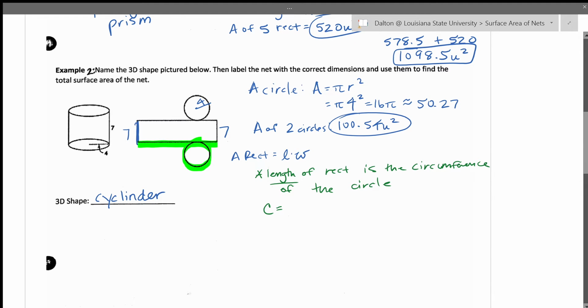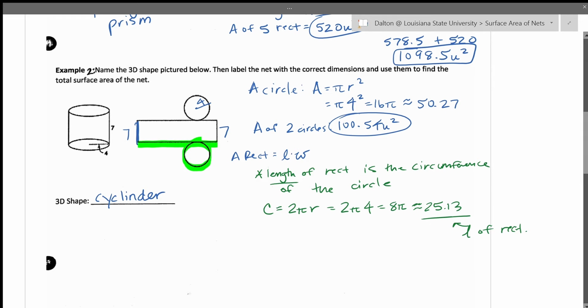The circumference of a circle is given by the formula 2 pi r. So that's going to be 2 times pi times the radius is 4. 2 times 4 is 8. And then again, we're going to be rounding. We're not going to leave answers in terms of pi. So then 8 pi to the nearest hundredth is going to be approximately 25.13. So again, I want to reiterate, this is the circumference of the circle, but this is also the length of the rectangle.